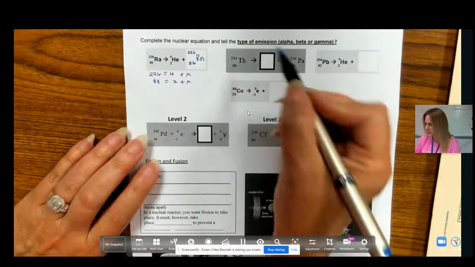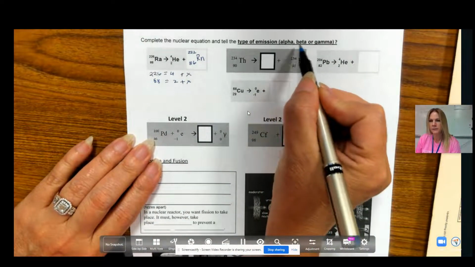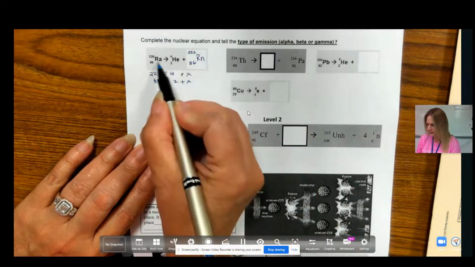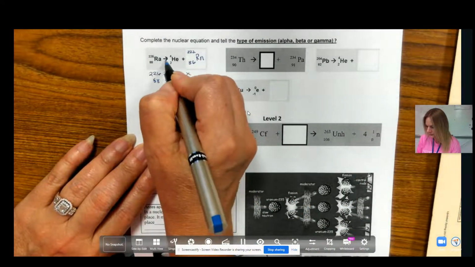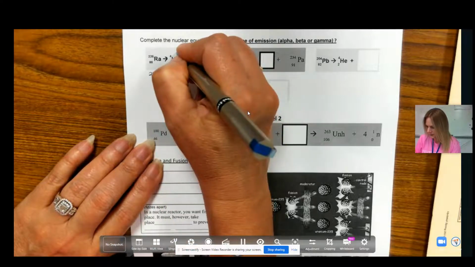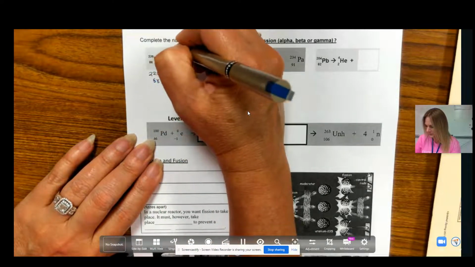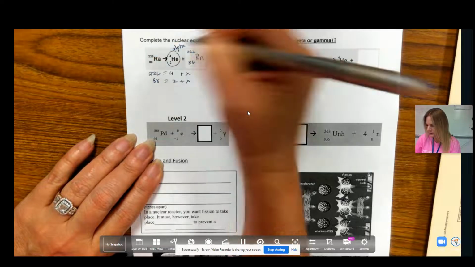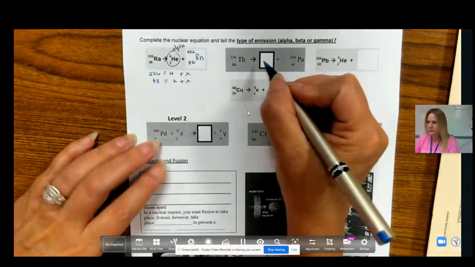The only other thing I need to do is tell what type of emission, alpha, beta, or gamma. And so I look after the arrow, right, and here's alpha, right? So this right here tells me this is alpha emission. It emitted an alpha particle. All right, let's try the next one over.